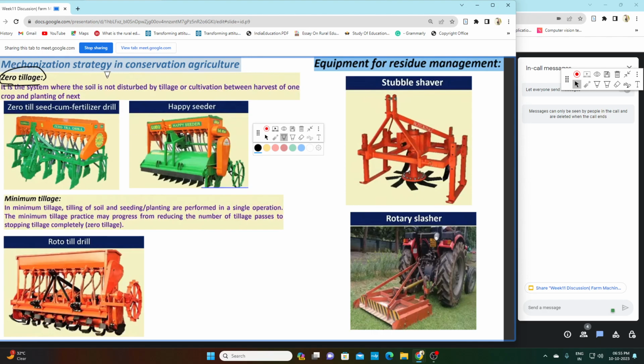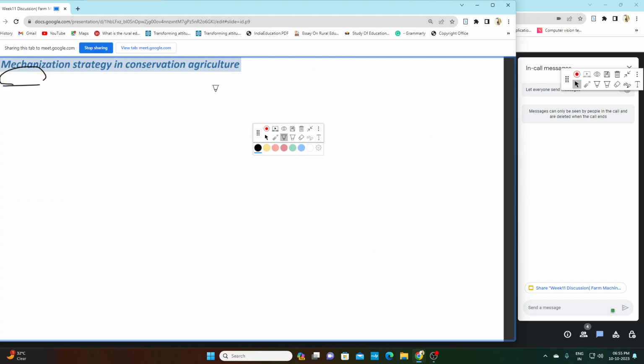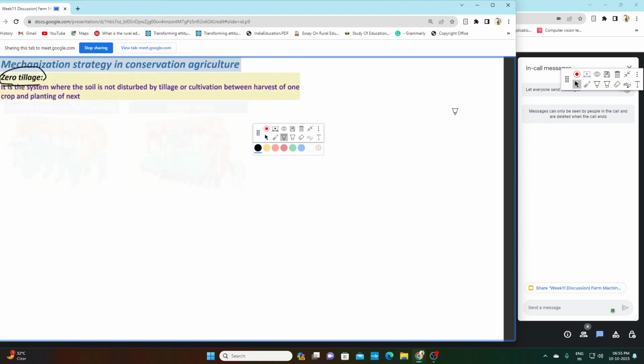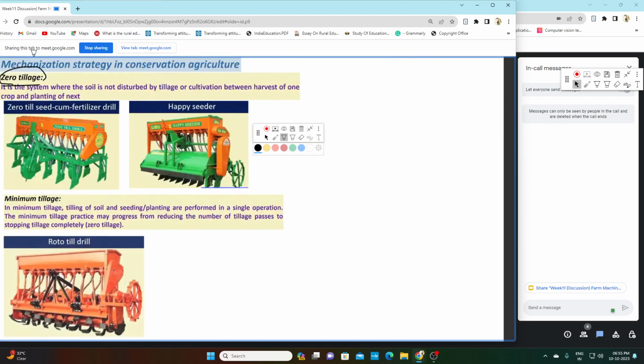Again I am repeating in this slide. In the last slide I have already told you that there are two important problems of conventional tillage. One is excessive soil tillage, second is straw burning. For preventing excessive tillage, we have two methods. One is zero tillage, or we can do minimum tillage. The zero till seed cum fertilizer drill and happy seeder are two pieces of equipment for zero tillage. And for minimum tillage we have the roto till drill.